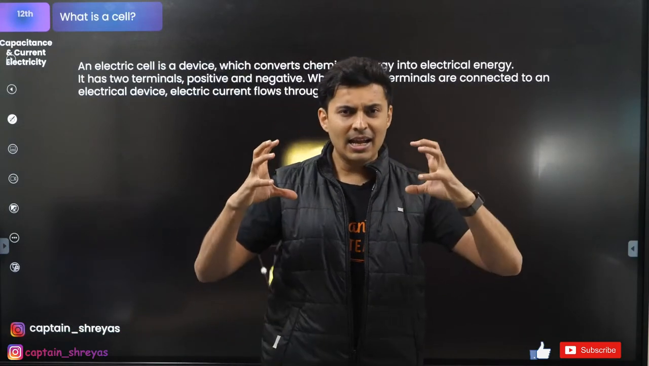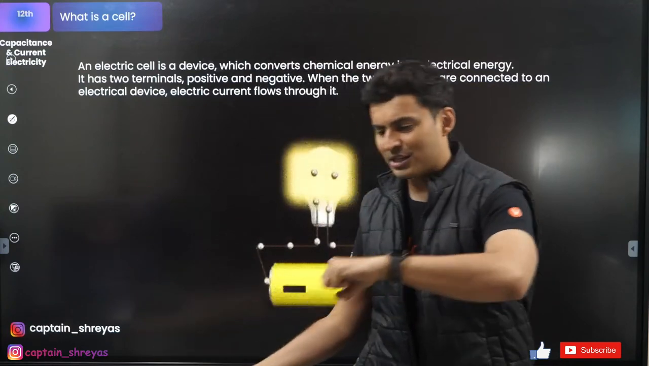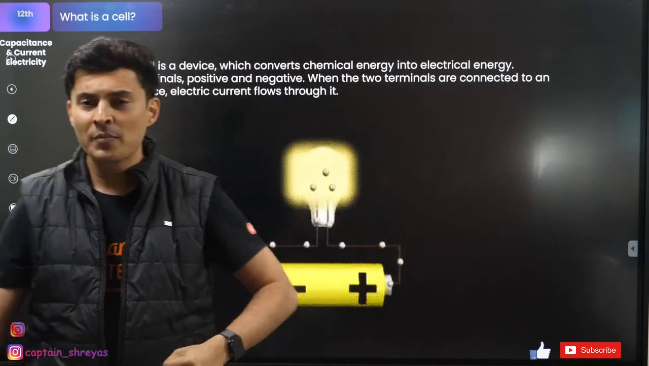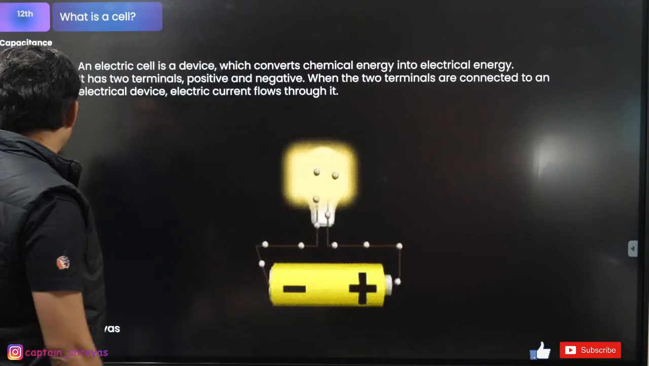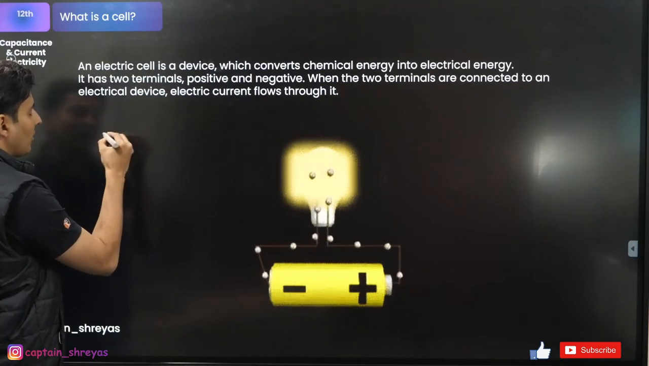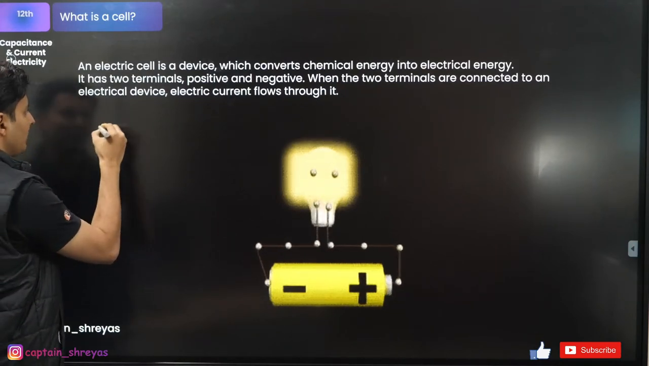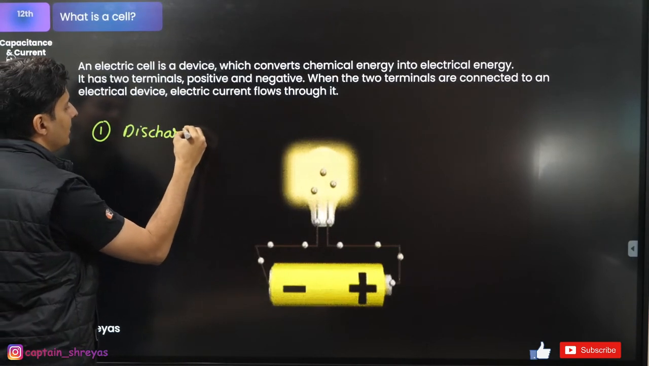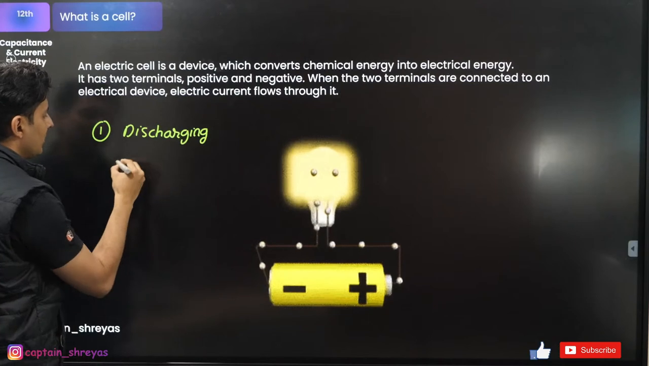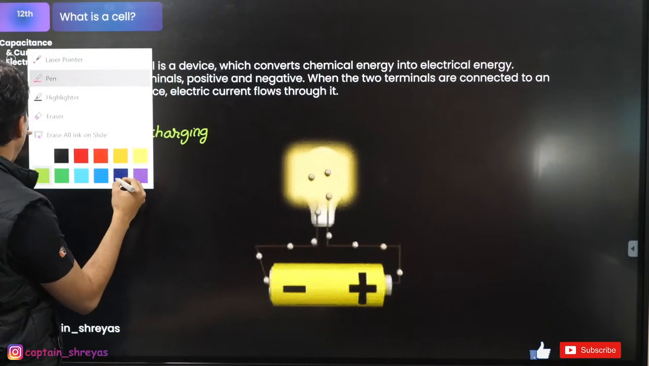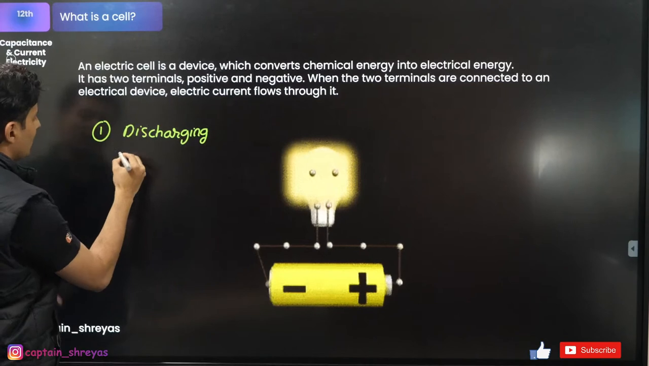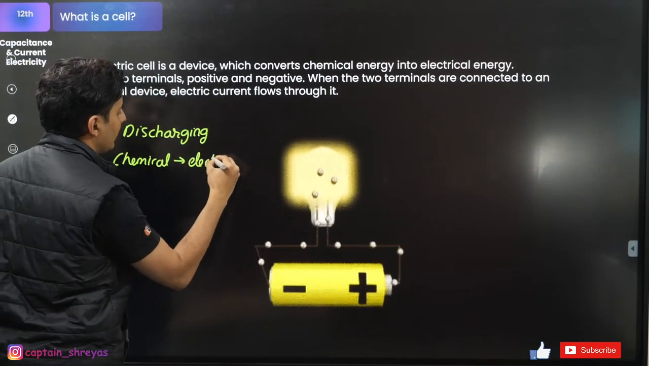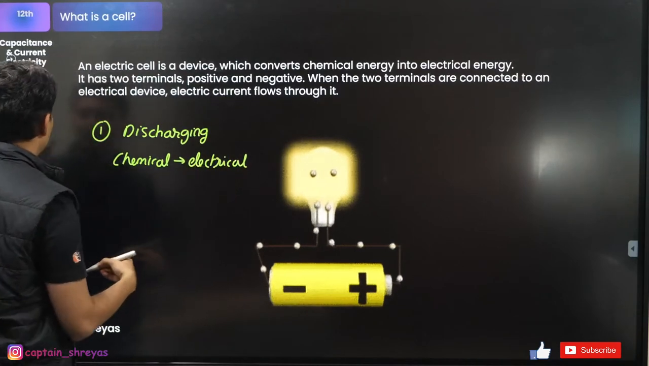So, a battery has the ability to convert chemical energy into electrical energy while discharging. While charging, electrical energy gets converted into chemical energy. So there are two conditions in which you can operate a battery. The first condition is when you are discharging it. In case of discharging, the chemical energy gets converted into electrical energy. This is the first situation.